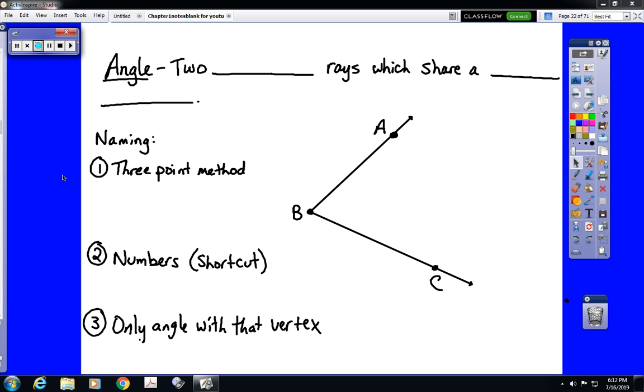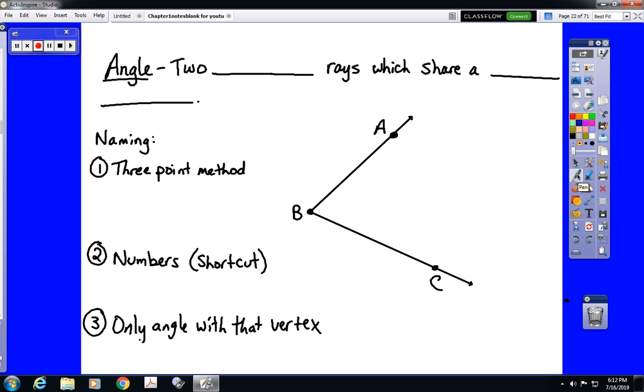This is the second video. This is the second video for section 4, chapter 1 in your McGraw-Hill geometry textbook. This is the second of 4 videos for this lesson. We start off with a vocabulary term, that is the term angle.